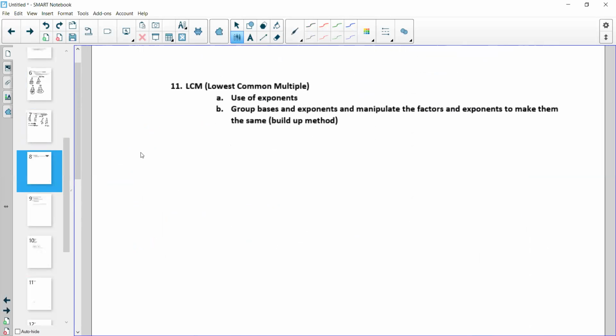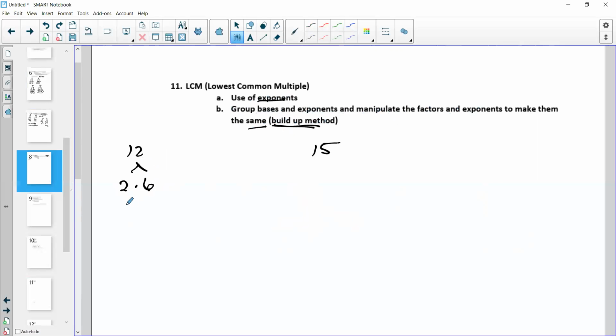So let's look at the lowest common multiple. So we'll say 12 and 15. Now we certainly can list these out. We could skip count by 12s and we could skip count by 15s and find your list. That's a perfectly good method. For 12, I'm going to use exponents. And notice I put here group the bases and exponents, but we're going to manipulate the factors to make them the same. We're going to actually build these up.